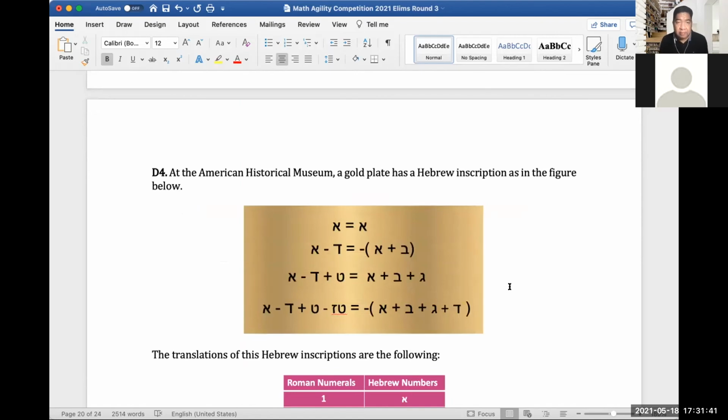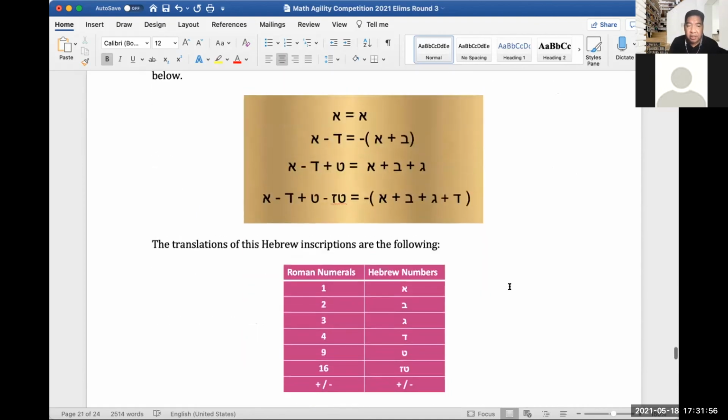So D4, at the American Historical Museum. So this is the problem. A gold plate has a Hebrew inscription as in the figure below. So we have this Hebrew inscription, and there's a given translation here. The translation of this Hebrew inscription is the following.